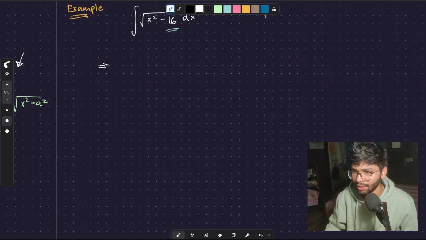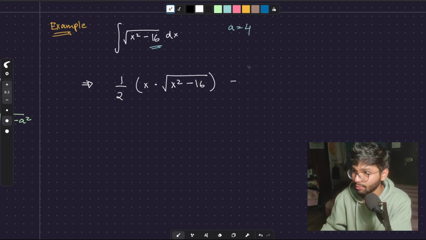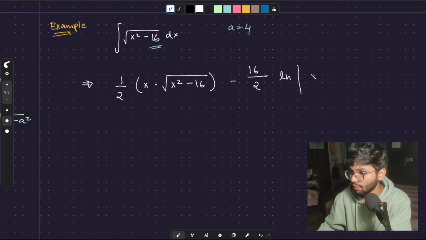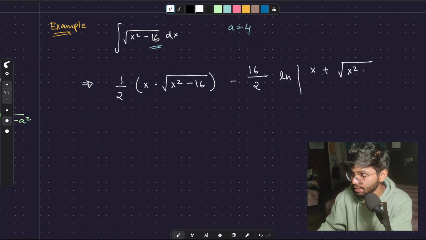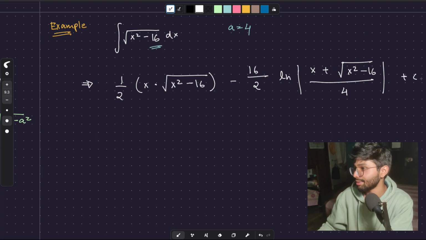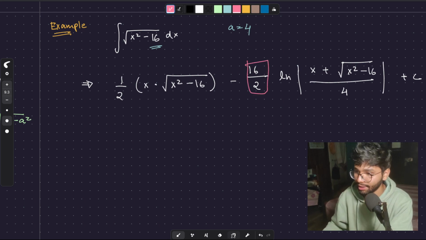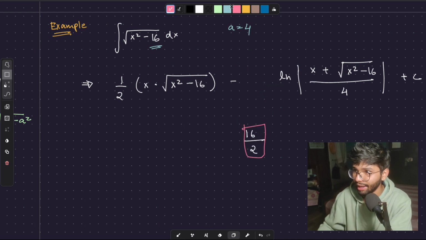All right. So, we know the a's. Putting into the formula, it's just going to be half x times the square root of x squared minus 16, minus a squared, which is 16, by 2 natural log of x plus the square root of x squared minus 16, minus 16 divided by 4, close the absolute value, and boom, we have that. And we can replace this thing with good old 8.